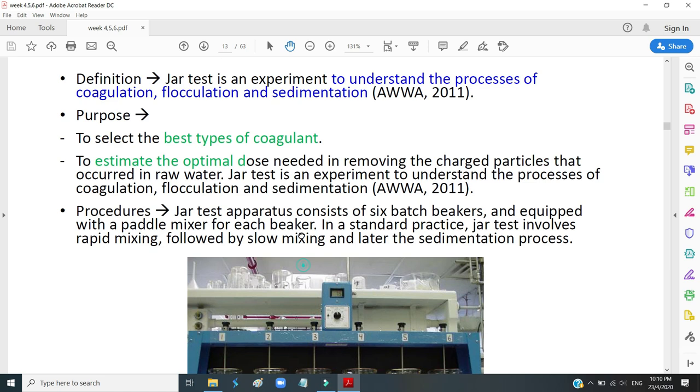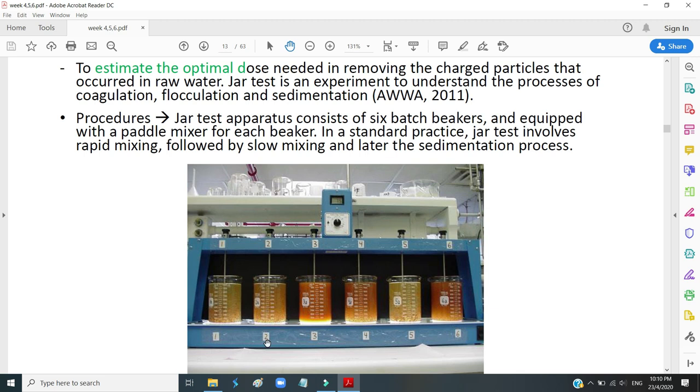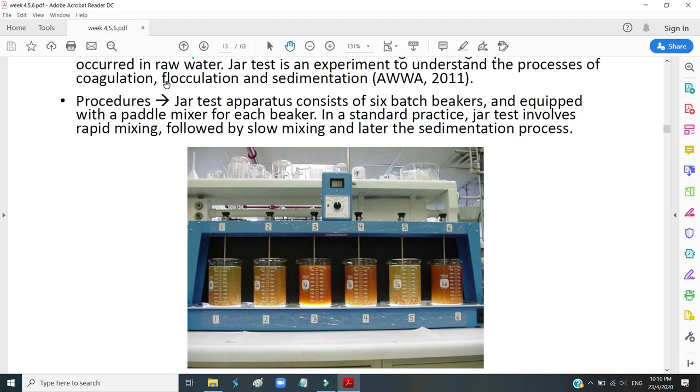So for the procedure, we have a jar test apparatus consisting of 6 batch beakers and equipped with a paddle mixer for each beaker. In standard practice, jar tests involve rapid mixing followed by slow mixing and later the sedimentation process.